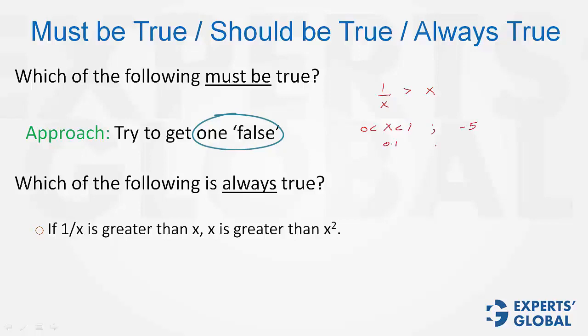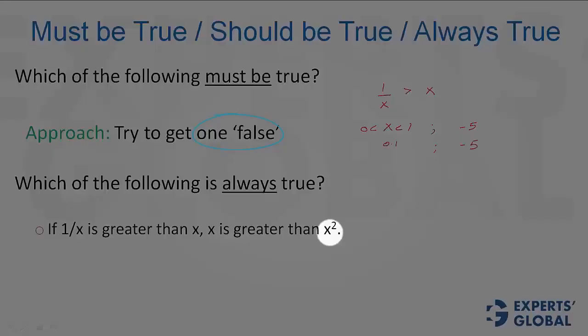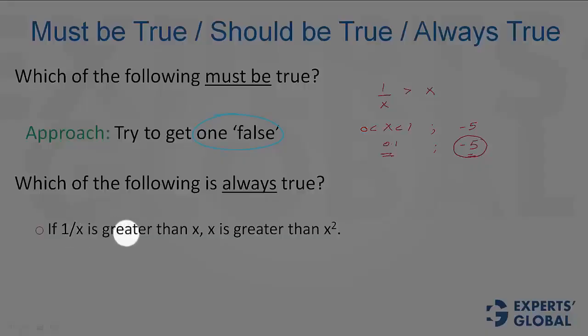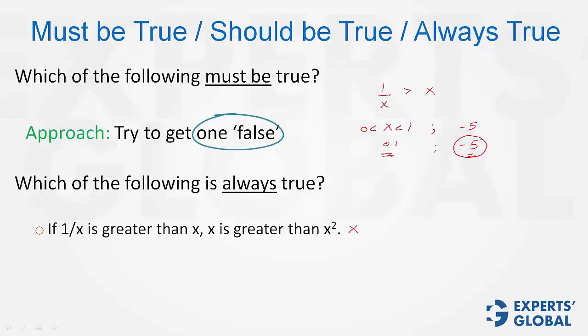So we take an example, 0.1, and we take an example, negative 5. See, x is greater than x squared will apply in this case, but it will not apply in a value such as negative 5. So we have a case when x equals negative 5, that 1 divided by x, which is negative 0.2, is greater than x, which is negative 5. But x is not greater than x squared. X squared is positive. Therefore, we can eliminate this option.